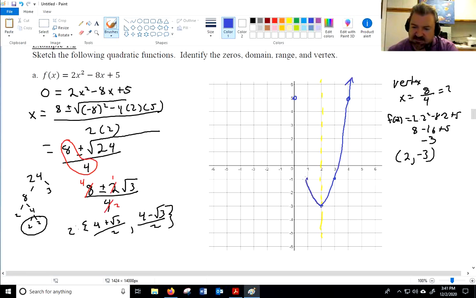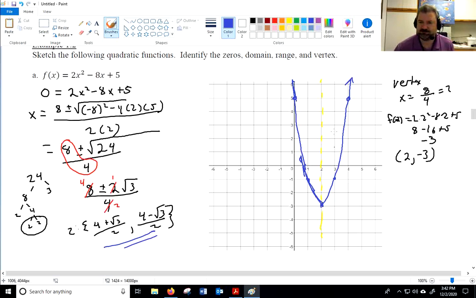And notice that we didn't get an x-intercept that goes right through a lattice point, right? It doesn't go right through a grid. It kind of goes off a little bit to the side. And that's because we didn't get rational zeros. We got irrational zeros. But now you have kind of a picture of it. This value here is 4 plus the square root of 3 over 2. This value here is 4 minus the square root of 3 over 2 on a number line.